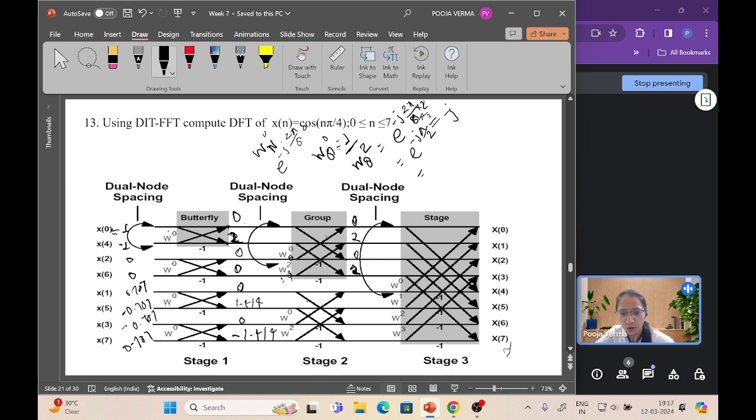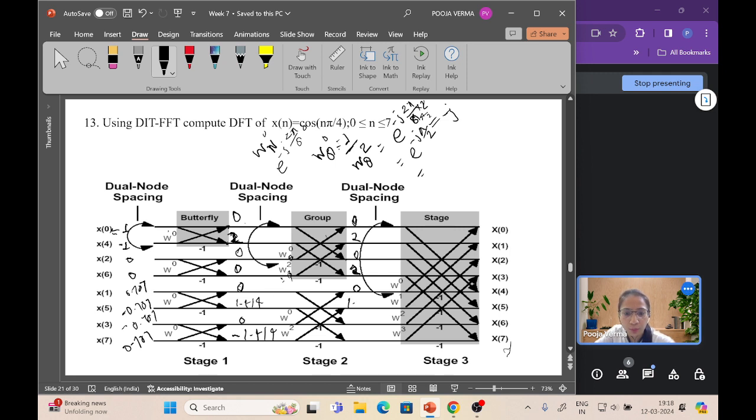Now we have to compute this butterfly in the second stage. Here 0 is coming now, and W80 is 1, but here it is 0. So 0 plus 0 is 0, and here 1.414, right? Here it is coming 1.414, and W8 is minus J. It is coming minus J, right? Yeah, it is calculating, minus J will be there. So if you multiply minus J by this, it will be J 1.414.